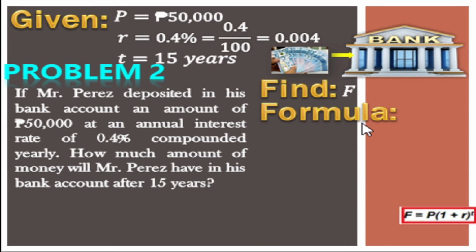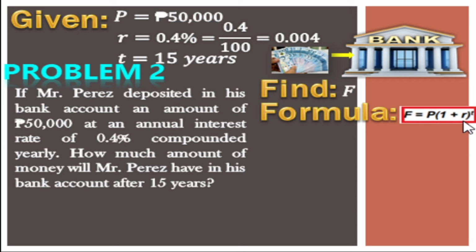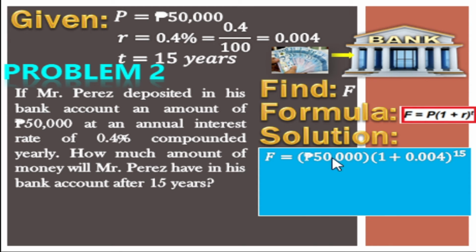Hence, we will use the formula for the future value, which is just P times the quantity of 1 plus R raised to the power of T. We will use this formula since the amount of money is compounded yearly or annually. So how are you going to solve for this? Through the given, we will just substitute P, R, and T to the formula. So, we'll have P as 50,000 pesos, R as 0.004 or 4 thousandths, and T is 15.